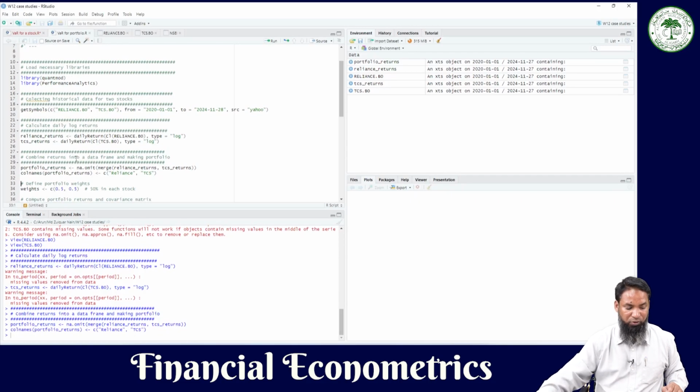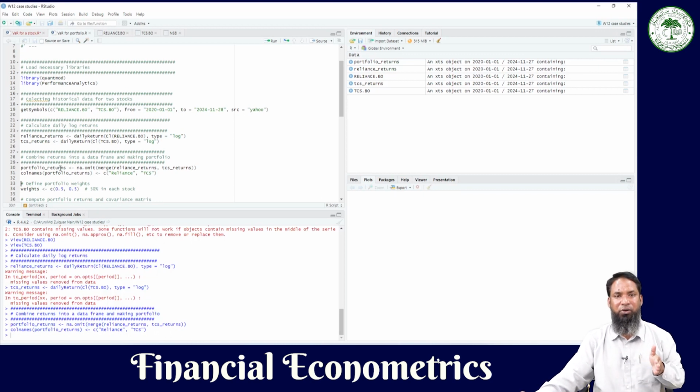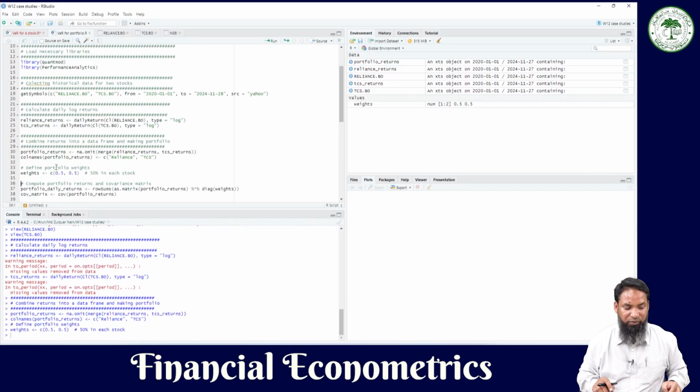So the portfolio column names we have. Now what weights are we assigning? That is, what percentage of the total amount is invested in the TCS and how much is invested in the Reliance. Here the weights we are putting are 0.5, 0.5, that means 50% of the total amount is invested into the Reliance and 50% is invested into the TCS. So here we are defining the weights.